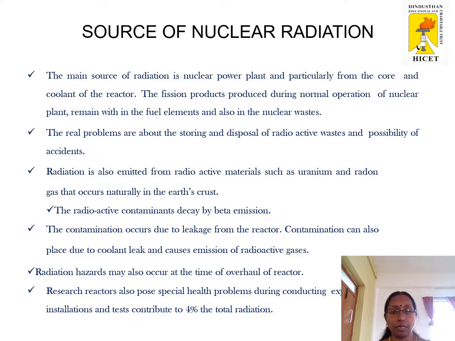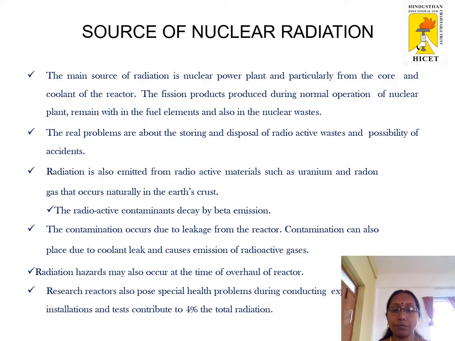Sources of nuclear radiation. The main source of nuclear radiation is the nuclear power plant, particularly from the core and coolant of the reactor. The fission products produced during normal operation of a nuclear power plant remain within the fuel elements and also in the nuclear waste. The problem in the case of a nuclear power plant is how to store and dispose of the radioactive waste, and the real problem is avoiding the possibility of accidents.